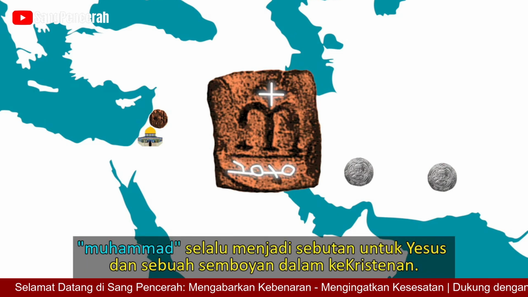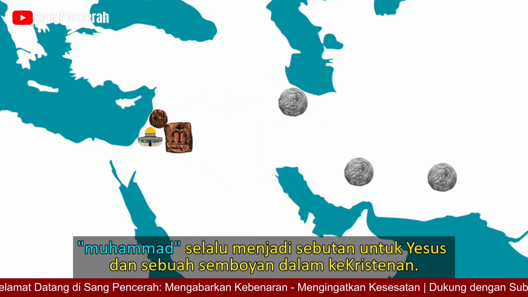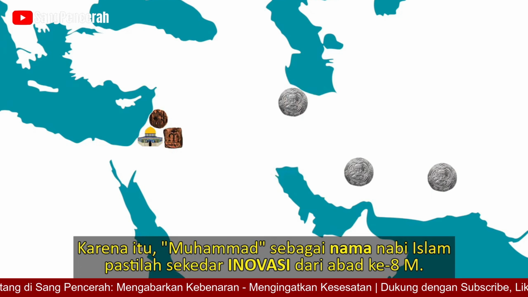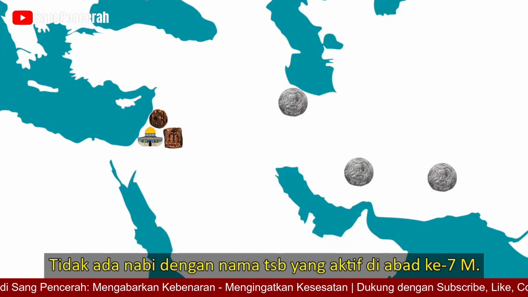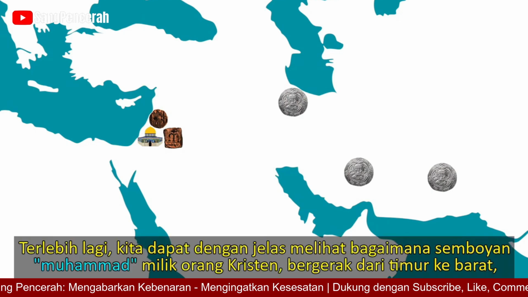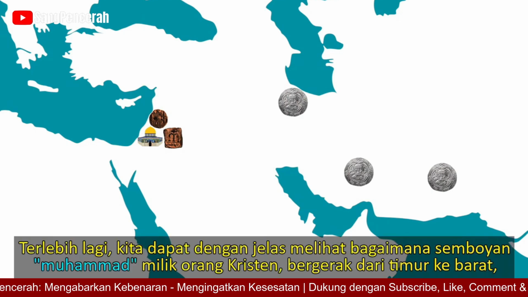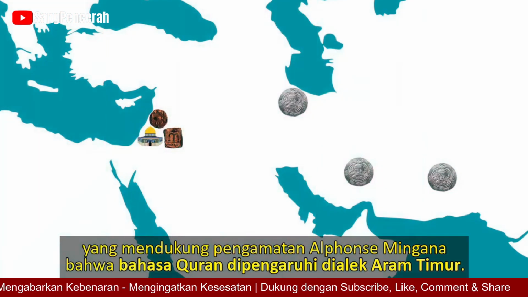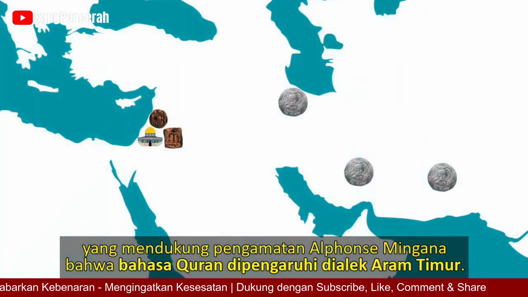Muhammad was always a title for Jesus and as such a Christian motto. Muhammad as the prophet of Islam must therefore be an innovation of the 8th century. There was no prophet of that name active in the 7th century. What's more, we can clearly see how the Christian Muhammad motto migrated from east to west, which agrees with Alphonse Mingana's observation of an Eastern Aramaic dialect influencing the Quran.